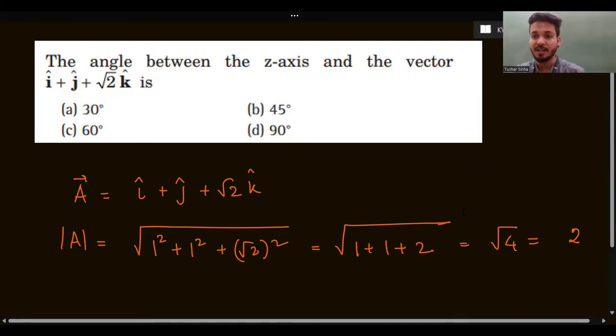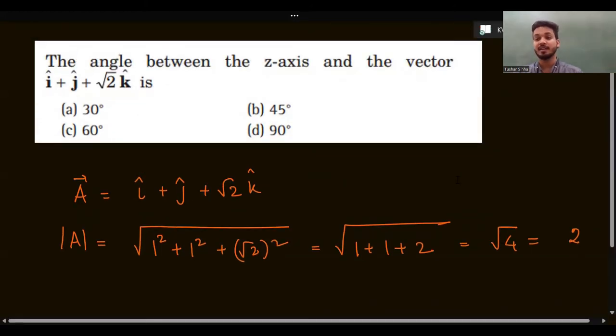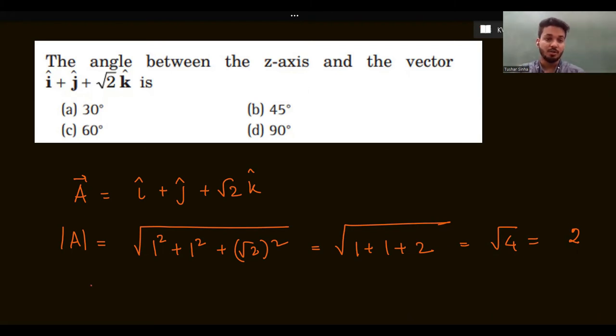Now if you remember the formula, if you want any angle, like angle with the x-axis, angle with the y-axis, or angle with the z-axis, all you have to do is find out the cos of that angle. So cos of gamma, where I'm assuming gamma is the angle between this vector and the z-axis, is equal to the z component divided by the total. If you forgot the formula, you can always refer to the class notes. This is also available on the slide. If you want to find out the angle between the vector and the z-axis, all you have to do is find out this ratio.